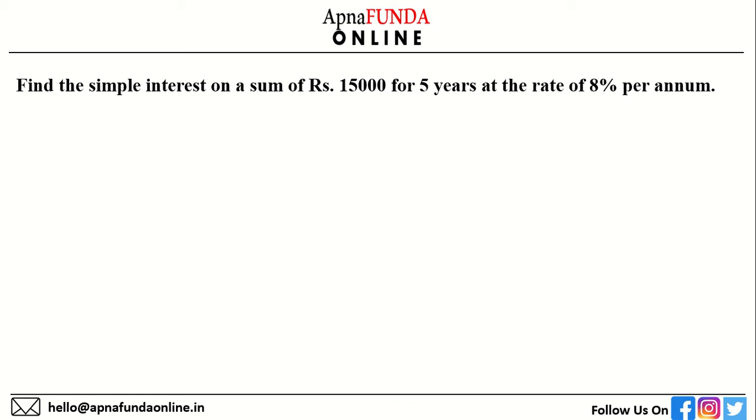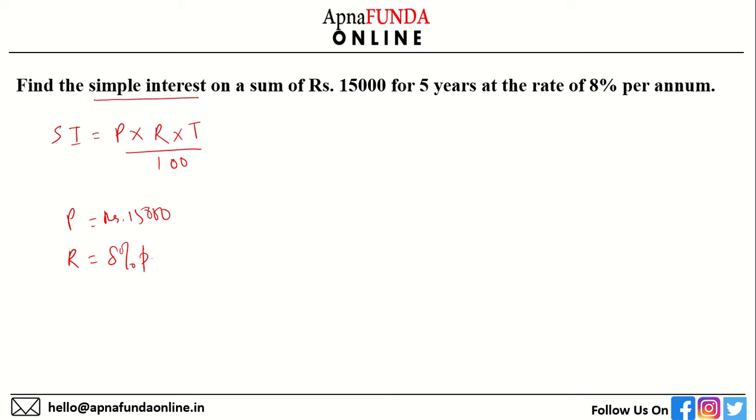First question. Find the simple interest on a sum of rupees 15,000 for 5 years at the rate of 8% per annum. So, what we need to find is the simple interest. I'm sure you know the simple interest formula, which is simple interest is equal to principal into rate of interest into time period divided by 100. In this case, my principal is rupees 15,000. My rate of interest is 8% per annum, and the time period is 5 years.